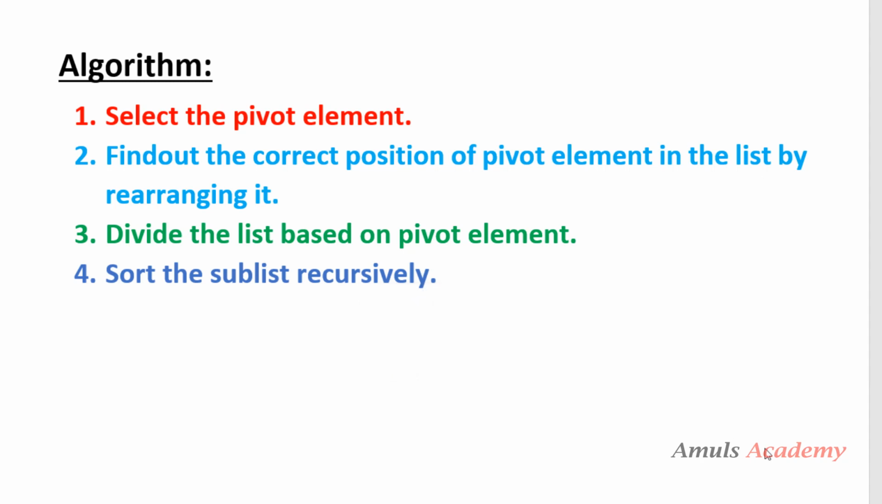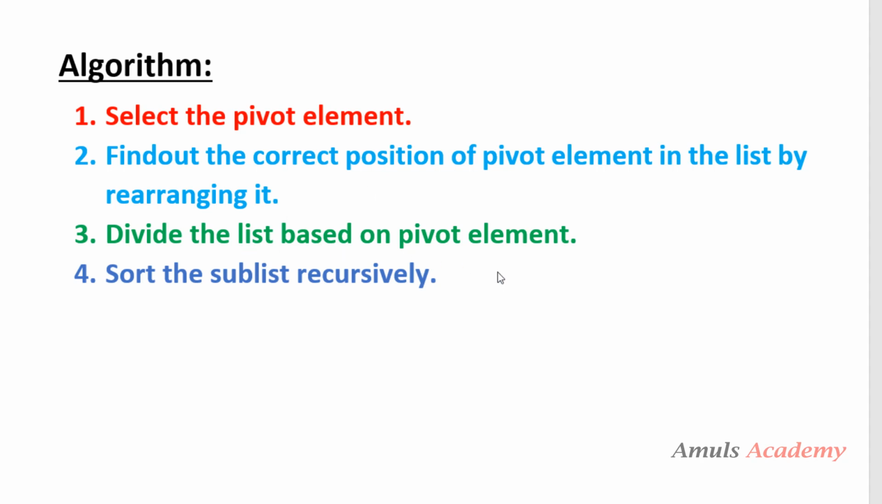The first step is to select the pivot element. It can be the first element or the last element, or you can choose randomly, but select the pivot element. The second step is to find the correct position of the pivot element in the list by rearranging it. We'll compare other values with the pivot element and find its original place, right? This is about that step.